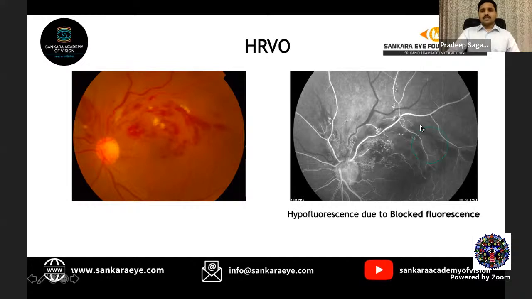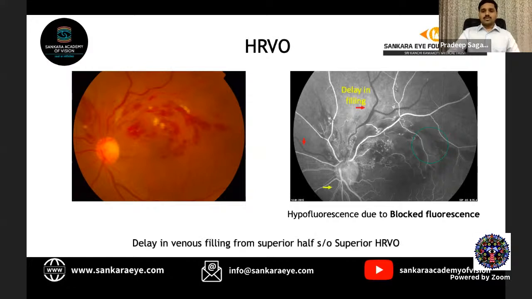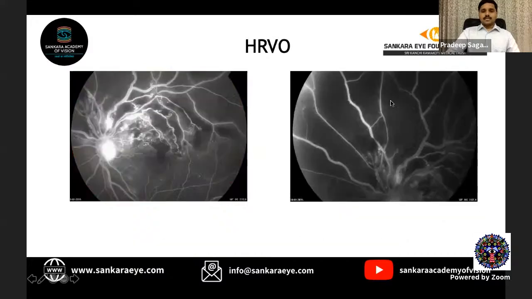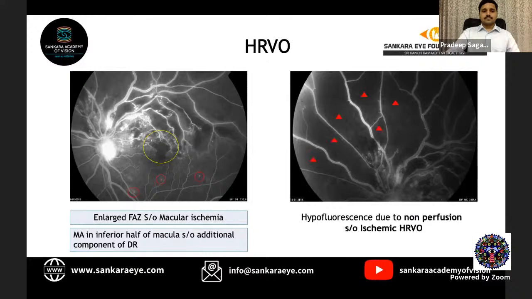Here we can see that the retinal hemorrhages are corresponding to hypofluorescence due to blocked fluorescence, and we can also see that there are extensive non-perfusion areas in the superior half of the retina and an enlarged, distorted foveal avascular zone suggestive of macular ischemia. So it's an ischemic hemiretinal vein occlusion with macular ischemia. Here we can also see that there is leak at the optic disc, which may be indicative of neovascularization at the disc.